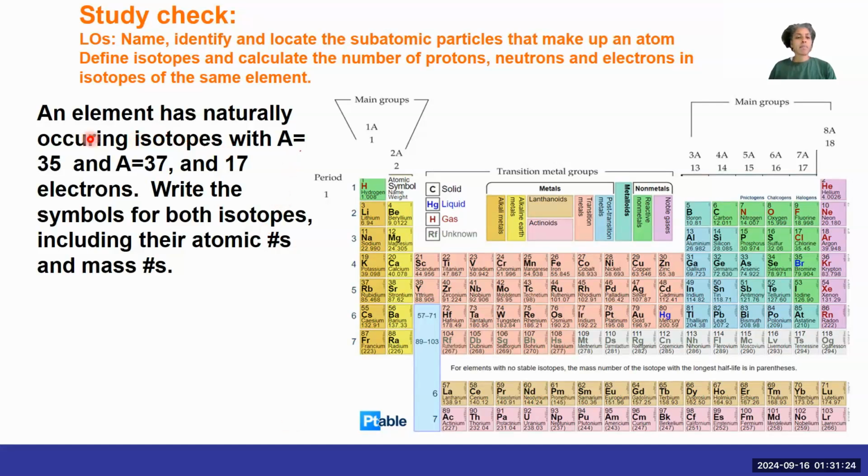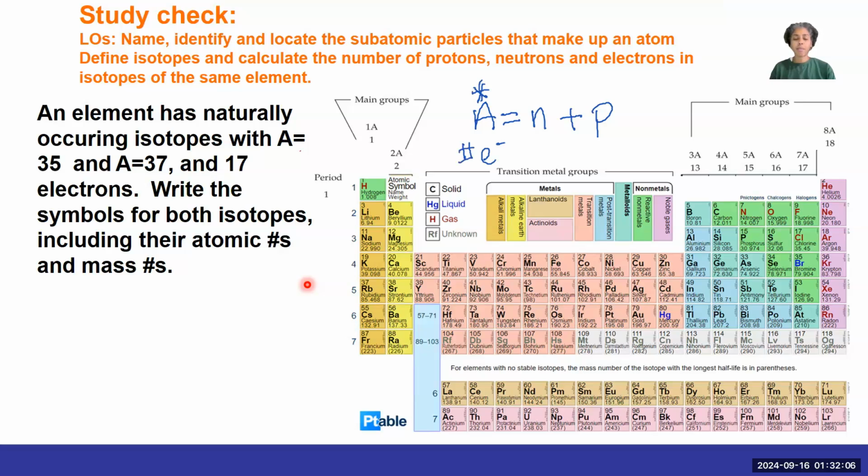All right. An element has naturally occurring isotopes A 35 and A 37 and 17 electrons. Write the symbols for both isotopes, including their atomic numbers and mass numbers. We're given our A value, and remember, A is always going to be equal to the number of neutrons plus protons, or we can say protons plus neutrons. It really doesn't matter. What we're given, though, is our A value and the number of electrons.